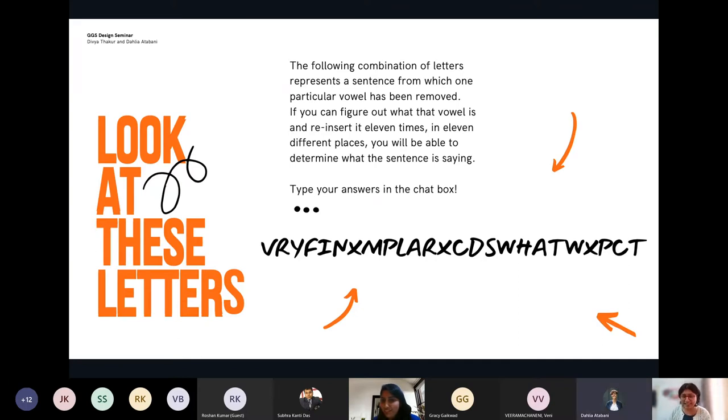Exactly. Ms. Divya, would you like to have a look at the chat box? E is the letter. Yes, ma'am. So we have a lot of responses and they are writing that E is the letter. Some of them have also written very fine exemplar, exceed what we expect. So very nice statements are coming from there. So almost I have guessed E, most of the part of the statement. Okay. Ms. Divya, should we open our cards and explain what's going on here? Okay. Yes, ma'am.